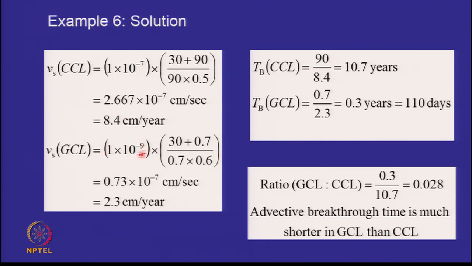Let's look at the seepage velocity in the geosynthetic clay liner. Here we are. This is a lower permeability value, but the hydraulic gradient is higher, and you get 2.3 centimeters per year. So the seepage velocity through the geosynthetic clay liner is lower. However, the thickness of the geosynthetic clay liner is lower. So the breakout time in the geosynthetic clay liner is 0.7 centimeters divided by 2.3, 110 days. That's about 3 to 4 months.